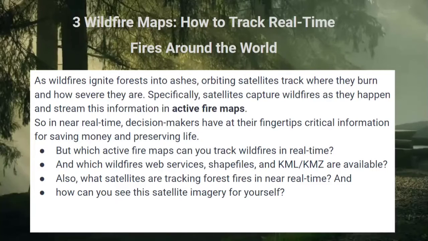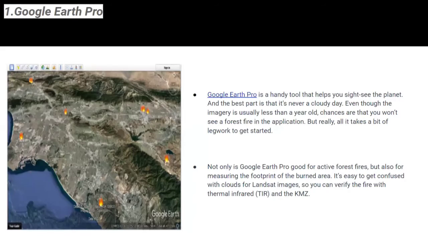Seems interesting, right? We have some tools to track real-time forest fires around the world. But certain questions which come to mind are: which active fire maps can we use to track wildfire in real time? The second one is which wildfire web services, shape files, and KML are available. And the last one is how can we see the satellite imagery for ourselves? Yes, it's possible. There are certain tools, and the first one is Google Earth Pro.